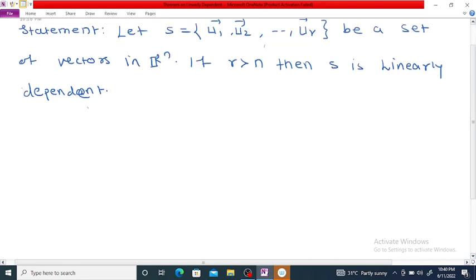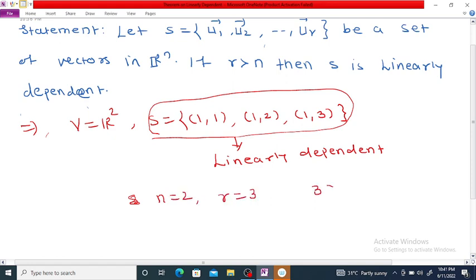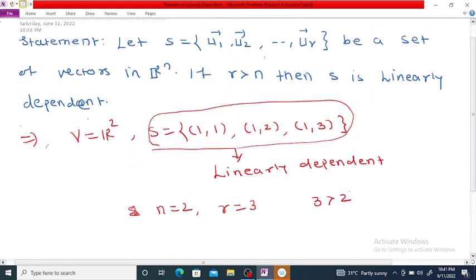So for example, consider the first example. If we take V equal to R square, and the set S equal to (1,1), (1,2), (1,3), then this set S is linearly dependent. Why? Because the dimension of V is R square, that is n equals 2, and the number of vectors is 3. Since 3 is greater than 2, this set is linearly dependent by this theorem.